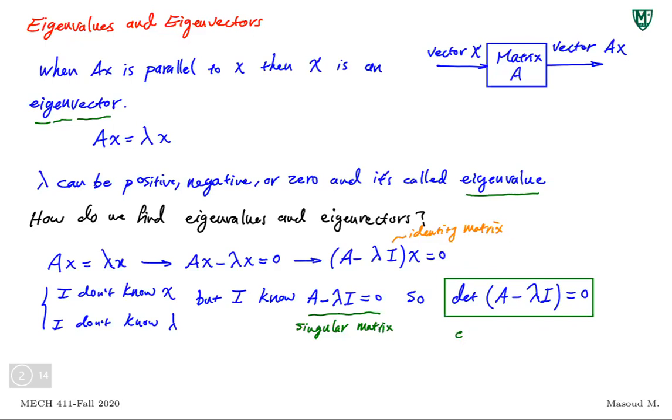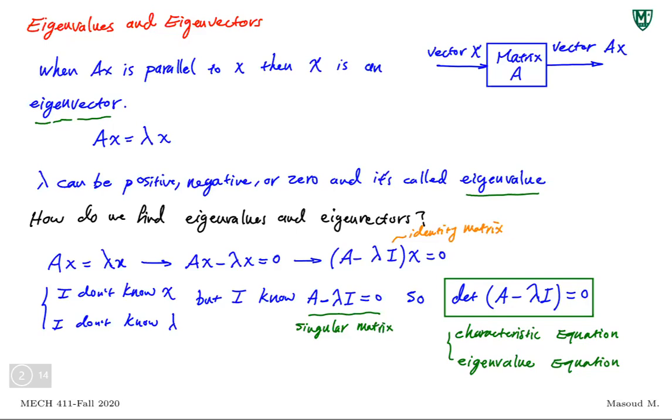So let me write it. Characteristic equation, or eigenvalue equation. You can call it either. All right. So that's how we find eigenvalues.